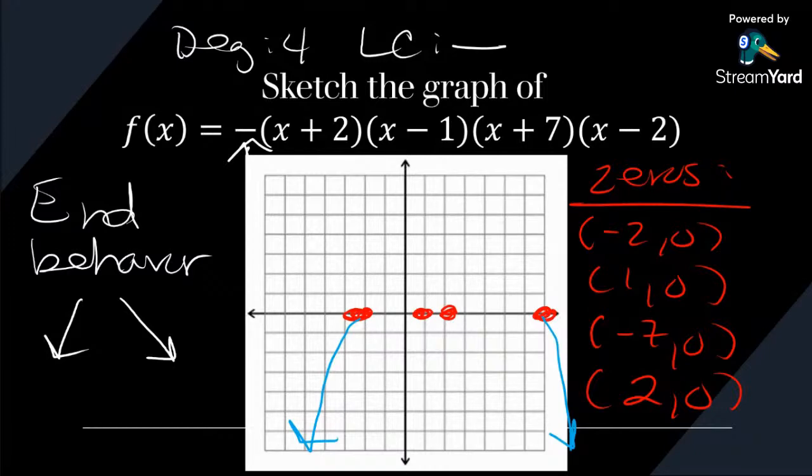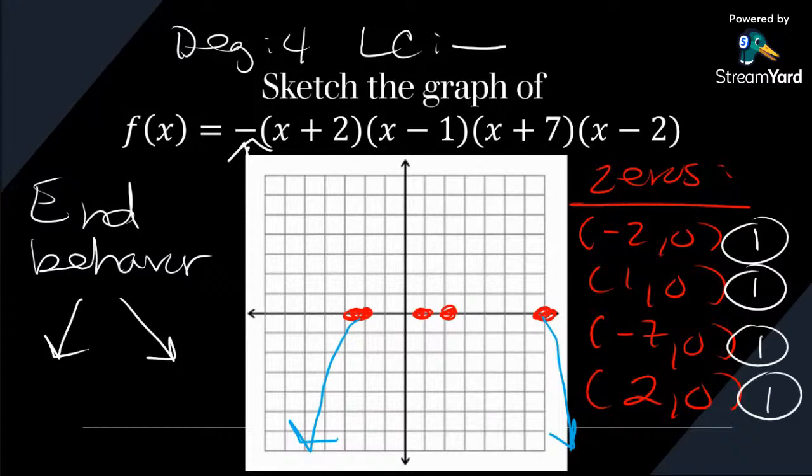Now, the last part of this graph is going to be the multiplicity. How many times did each of our zeros occur? When we look back at our list of zeros, what we notice is that all of our zeros only occur once. So in our graph, we're going to go straight through each of those points. We're going to graph them like normal.